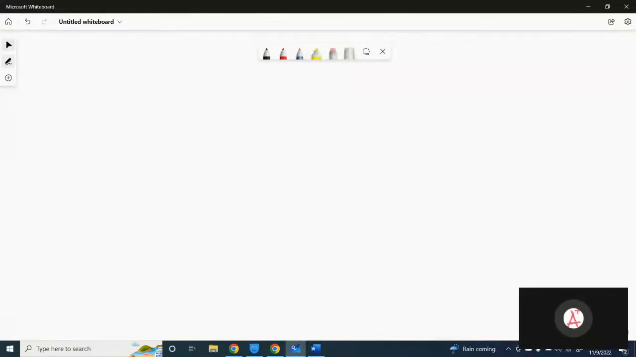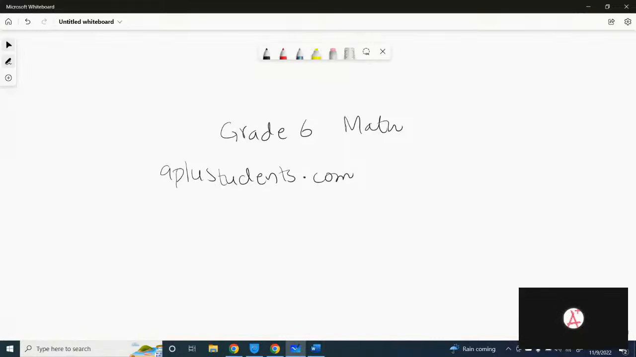So we're going to start with grade 6 maths. You can find all the lessons on aplusstudents.com. You have to log in there using your email address and the password provided by the administrator. Then you have to select math from the subject tab. Scroll down to grade 6.